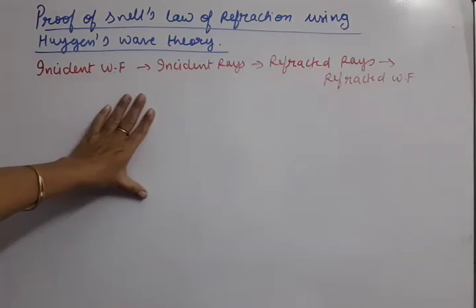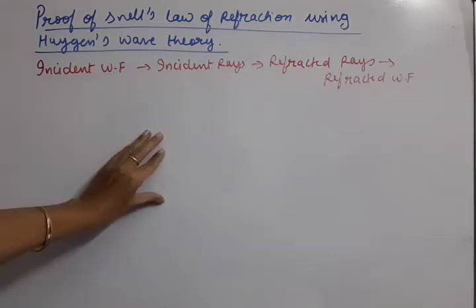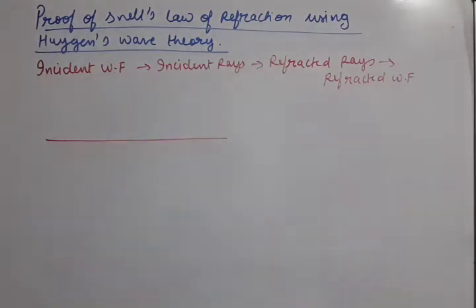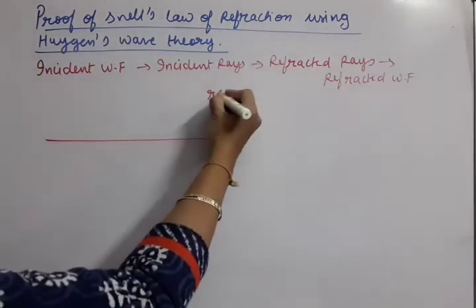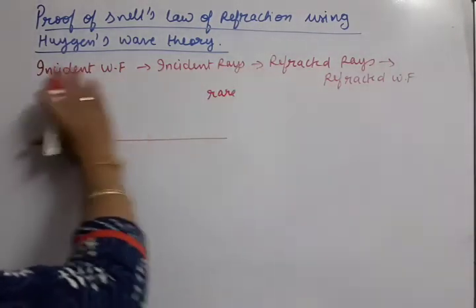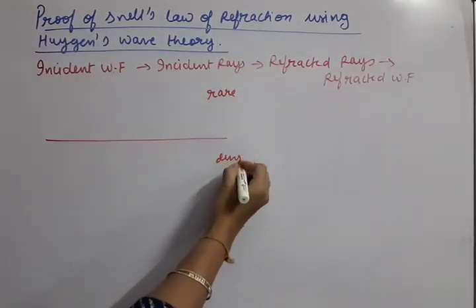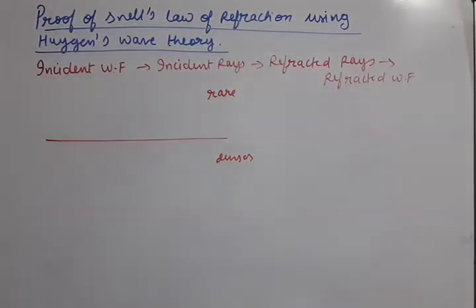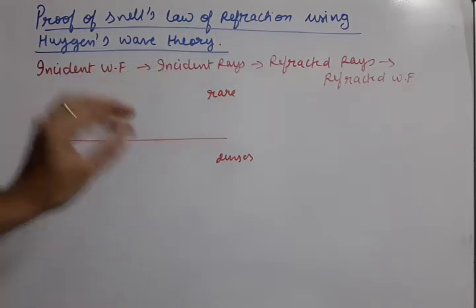So what we need to take here, we will be drawing a diagram in which we will take rarer medium and denser medium. So let us draw a separation line of two mediums like this. So this side, this complete medium is rarer medium, and this side, this complete medium is denser medium, and this is the separation line of two mediums. Now we want to prove Snell's law for wavefronts.